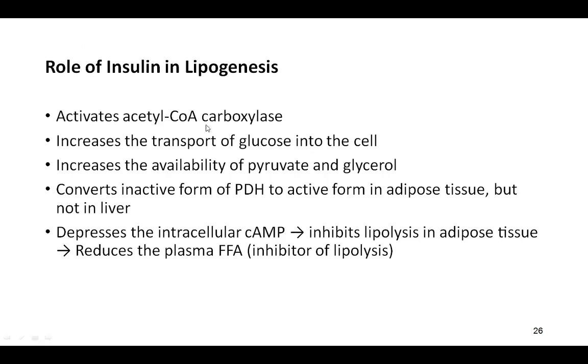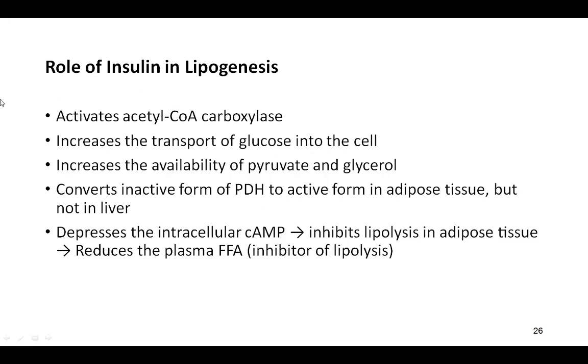Role of insulin, this is important. It activates acetyl coenzyme A carboxylase. I told you, insulin promotes formation of fatty acid and increases the transport of glucose into the cell. It increases the availability of pyruvate and glycerol, and it converts the inactive form of PDH to the active form, because the inactive form of PDH will not form acetyl coenzyme A. So it converts it to the active form, and then more acetyl coenzyme A will form, more fatty acid synthesis will happen, and it inhibits lipolysis.